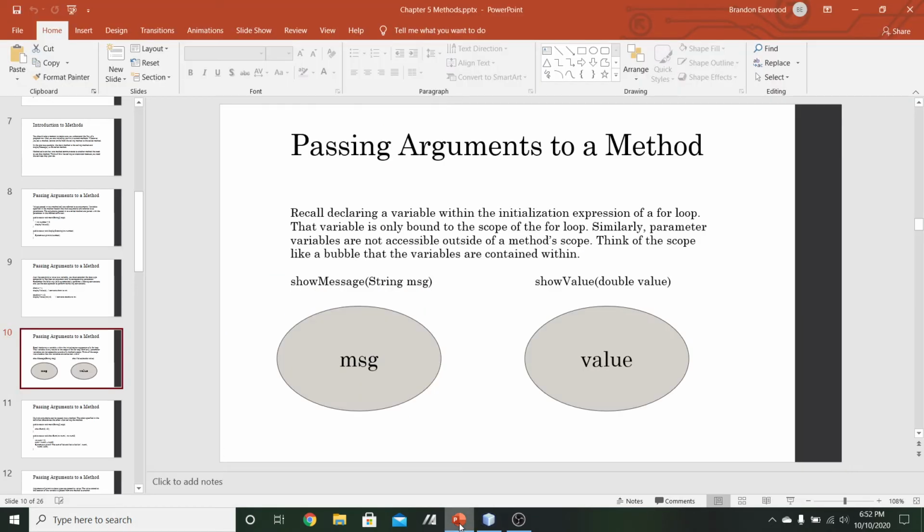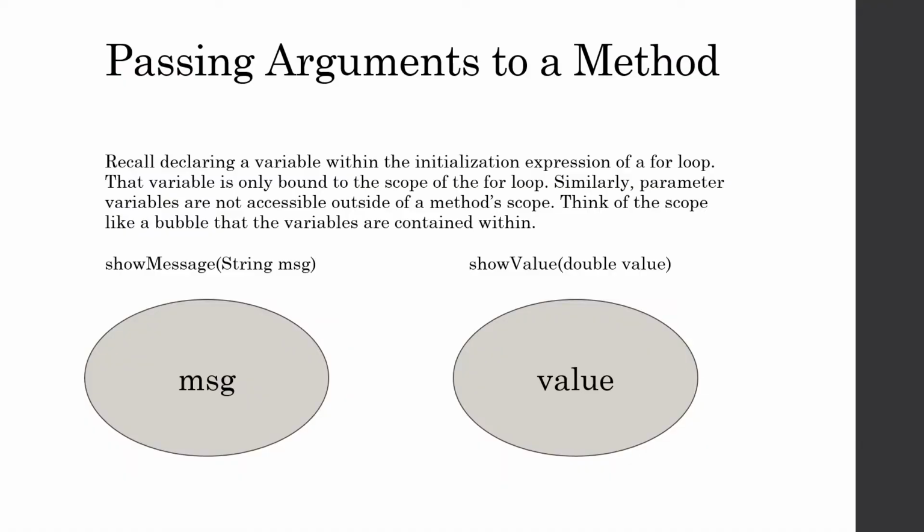Similarly, in the other example that is included right here, we have show message, and we've got a string called msg, just short for message. Of course, in that case, we have the same situation where this variable msg is contained within the scope, or within that bubble, of the show message method.